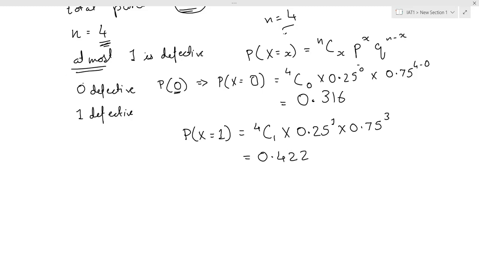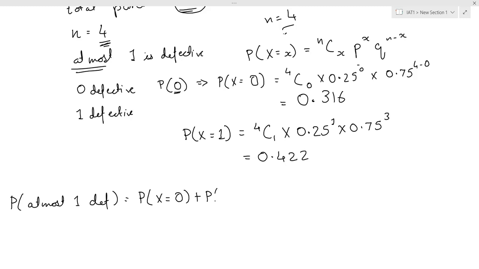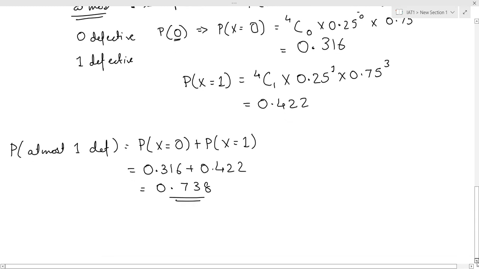0.422. So they said what? They want the probability of at most one defective part. At most one defective part, meaning 0 defective parts will also do, one defective part will also do. So probability of at most one defective is equal to probability of 0 defective plus probability of 1 defective. So that is going to be 0.316 plus 0.422, which is going to be 0.738. So this is the probability of at most one defective part, right?